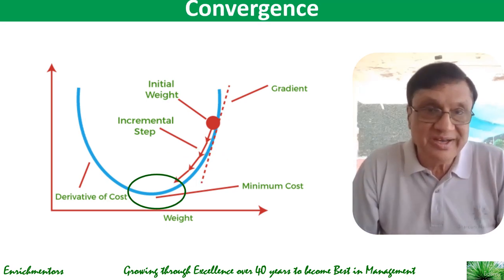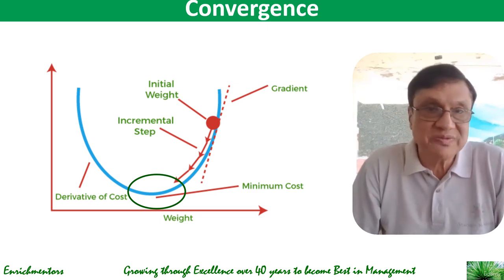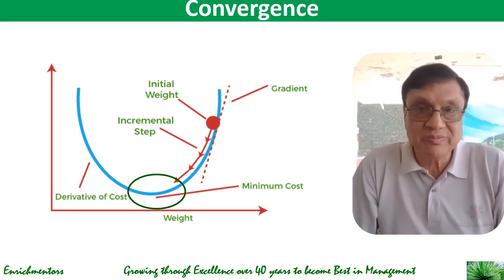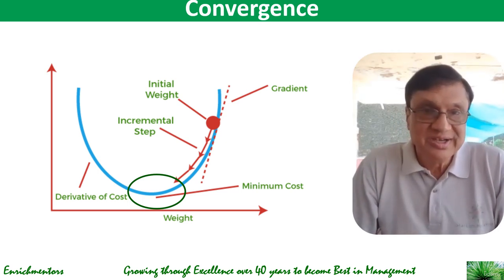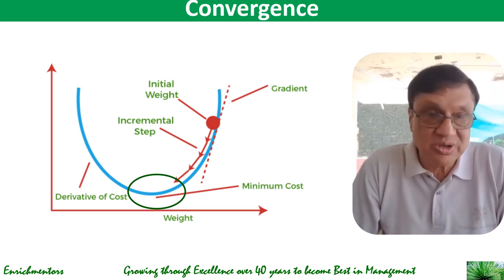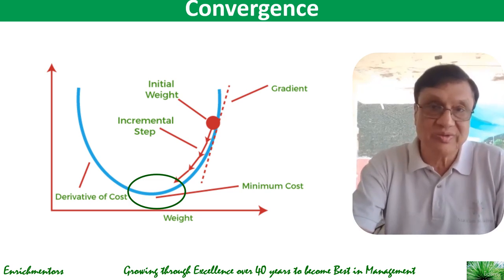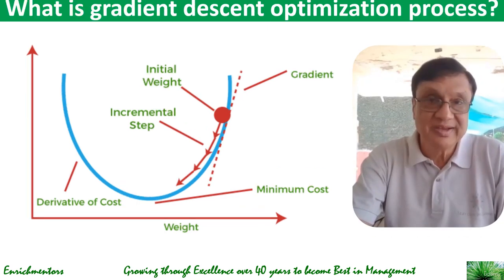You converge. The gradient descent algorithm converges when it reaches a point where the cost function has been minimized, the error function has been minimized, or when it cannot make any further improvement. So you reach convergence. Now the final parameters of the model represent the optimized solution that minimizes the cost, error or loss function, whatever words we want to use.